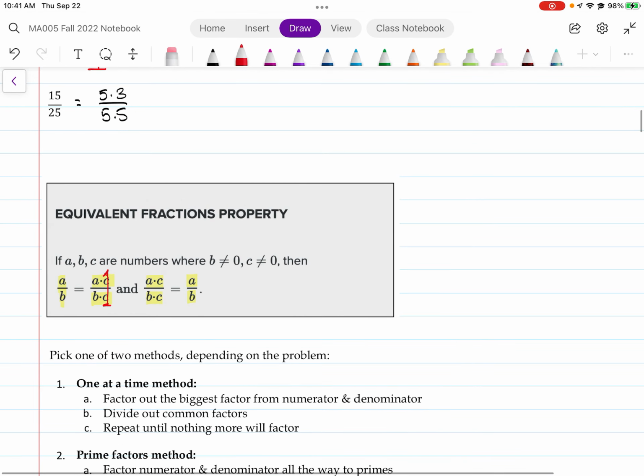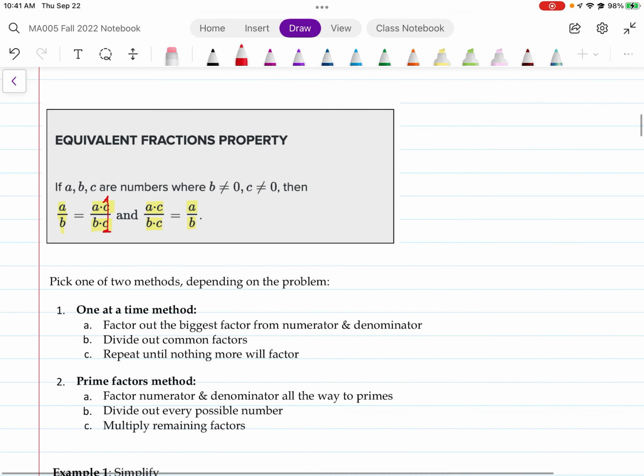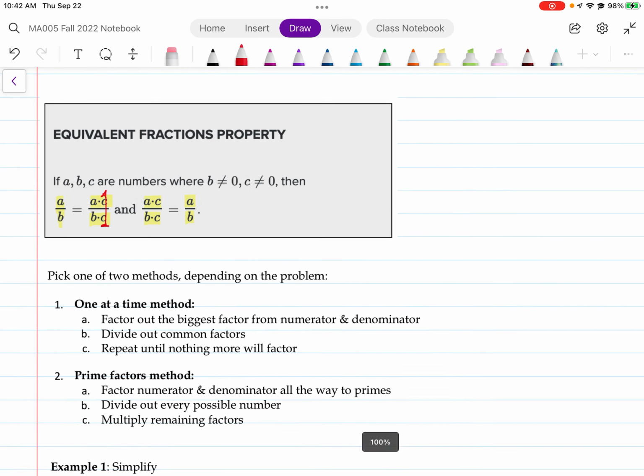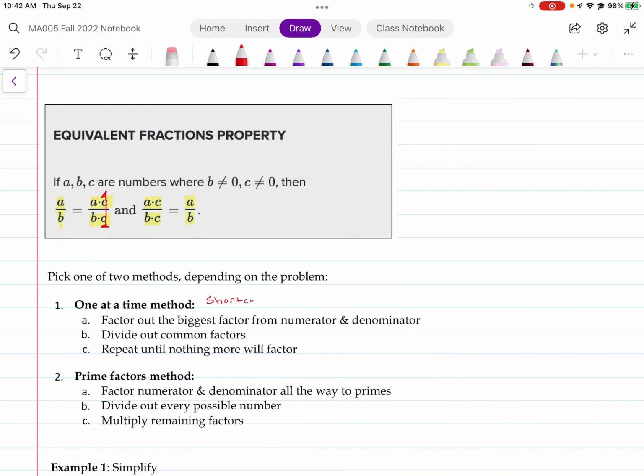All right, so we are going to look at simplifying fractions, and I'm going to show you 2 different methods. There's a one at a time method, which is my preferred method because as you get better at your multiplication facts, common factors will just jump out at you. It's kind of what I call the shortcut method. So this is really a shortcut, okay? I don't want you to do this until you get good at understanding the prime factors method, okay? So we're going to factor out the biggest factor from the numerator and denominator and then divide out the common factors. And we're just going to keep repeating until there's nothing more that will factor out.